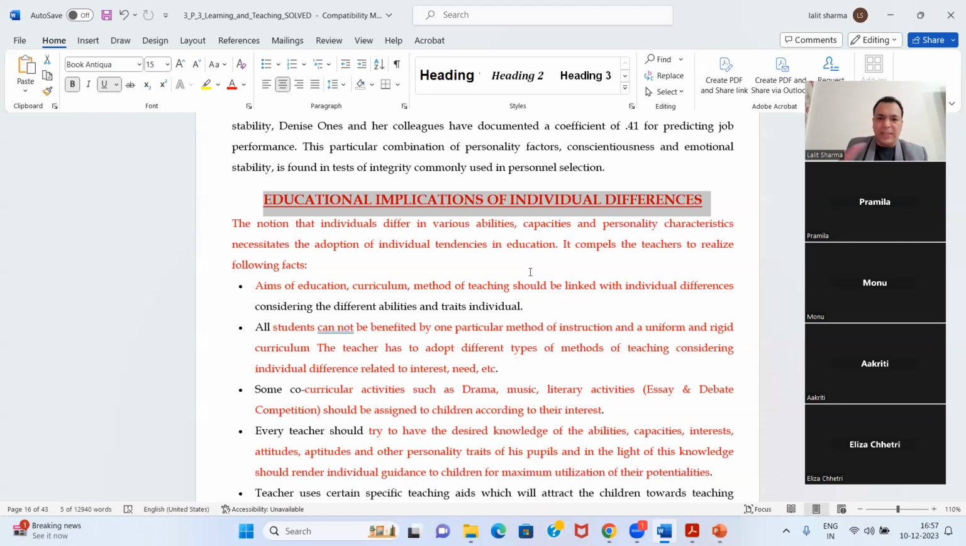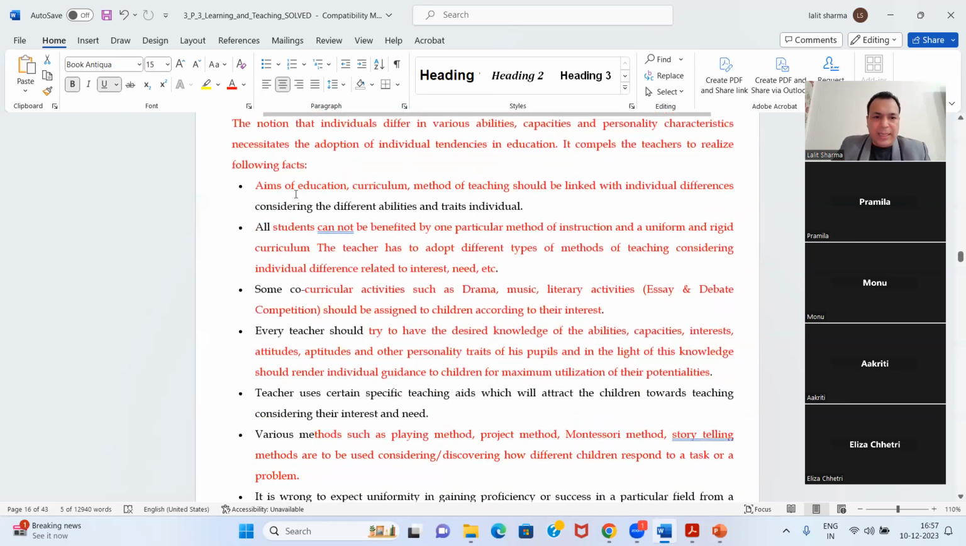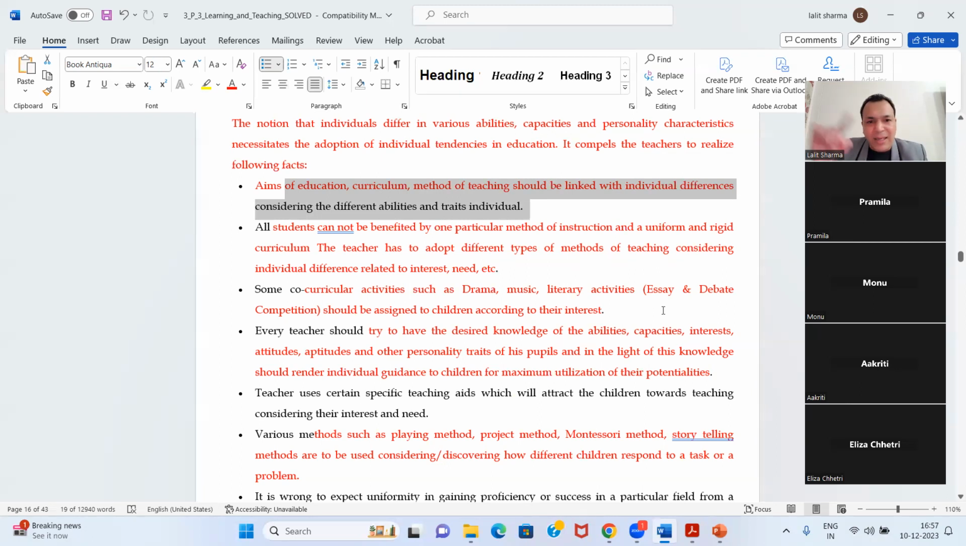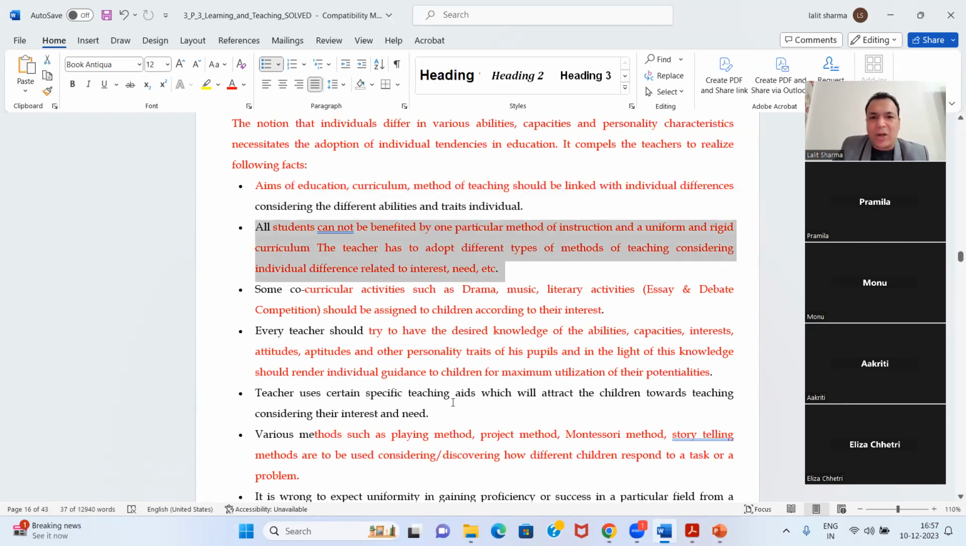Right? So, look, educational implications. Aim of education, curriculum, and method of teaching should be linked with individual differences, considering the different abilities and traits of individuals. Now look at the second point, how important this line is. All the students cannot be benefited by one particular method of instruction and a uniform and rigid curriculum. The teacher has to adopt different methods of teaching considering individual differences related to interest and need.